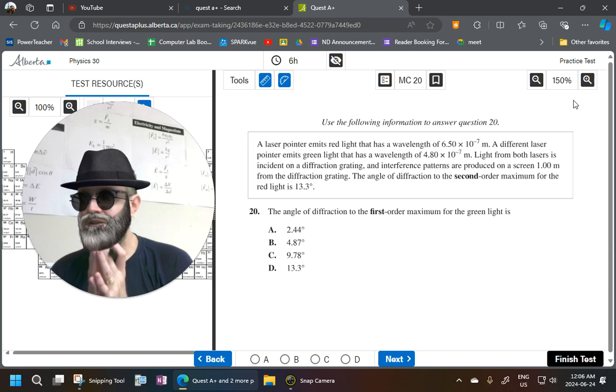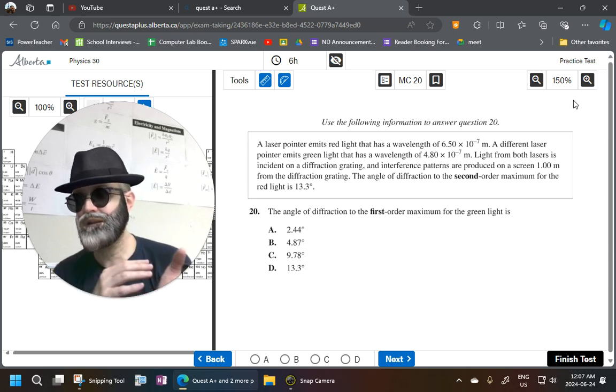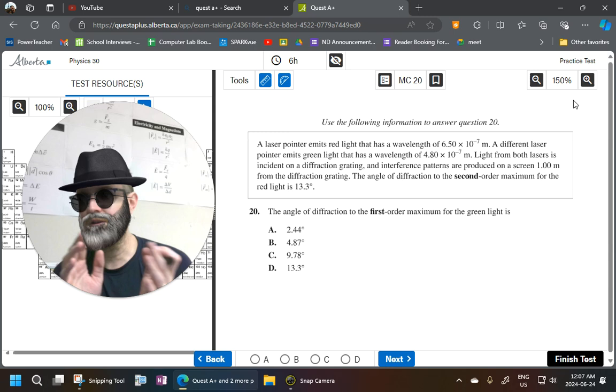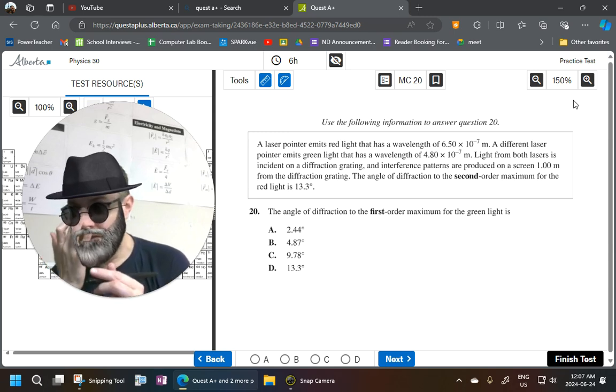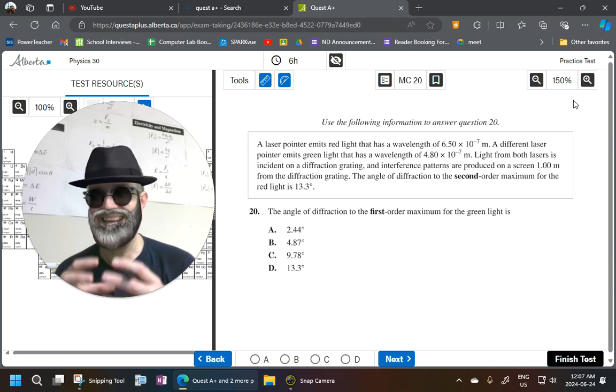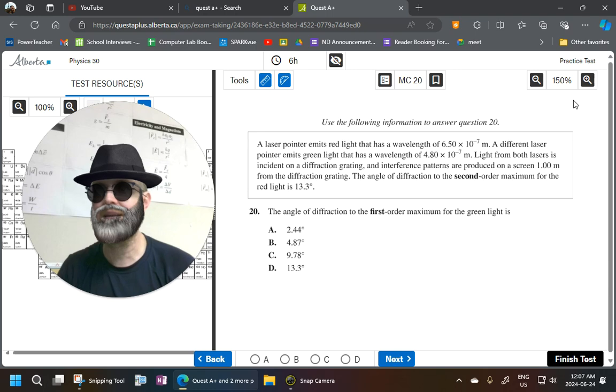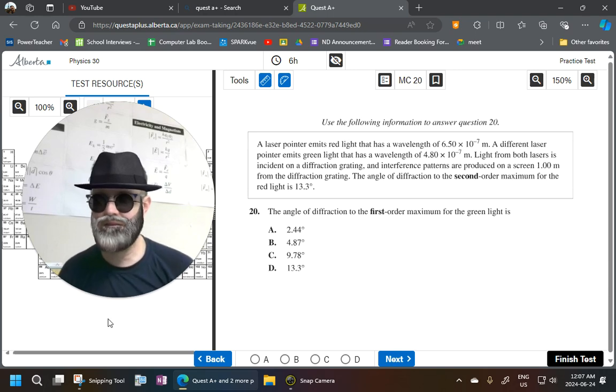Incident on a diffraction grating, the interference pattern produces this. The angle for the red light is that. What is it for the second order for the red light? And what's it for the first order for the green light? So what they have in common is the diffraction grating. So we've got to figure out what is the d of the diffraction grating, because then I can use that on the second part. So let's go back to my snipper here.